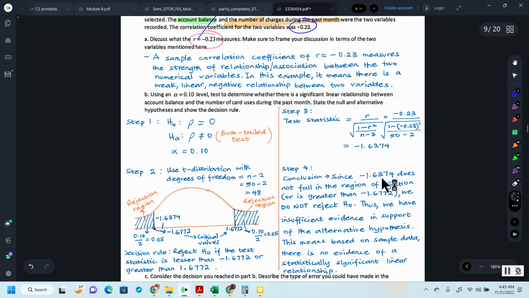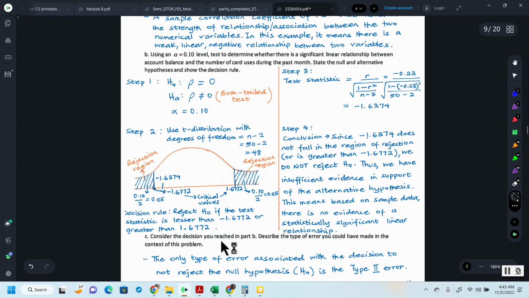So since the test statistic does not fall in the rejection region, we will not reject the null hypothesis. If we are not rejecting the null hypothesis, this is the winner here, which is saying that the correlation coefficient is not significantly different from 0. Thus, we have insufficient evidence in favor of the alternative hypothesis. This means that based on this sample data, there is no evidence of a statistically significant linear relationship.